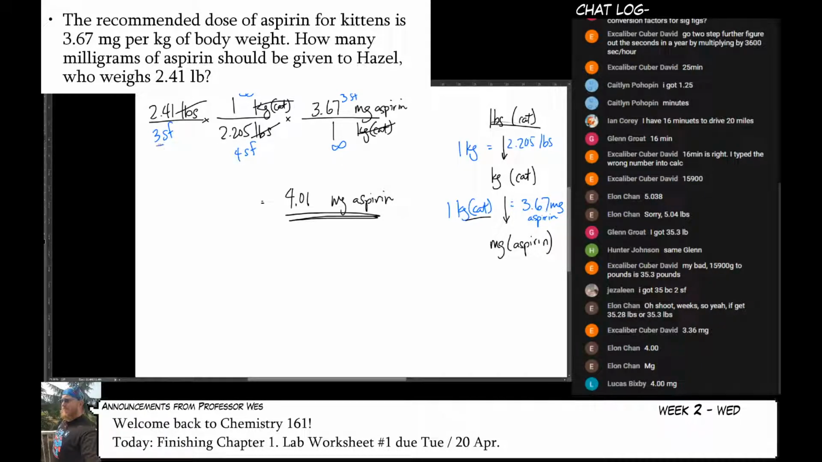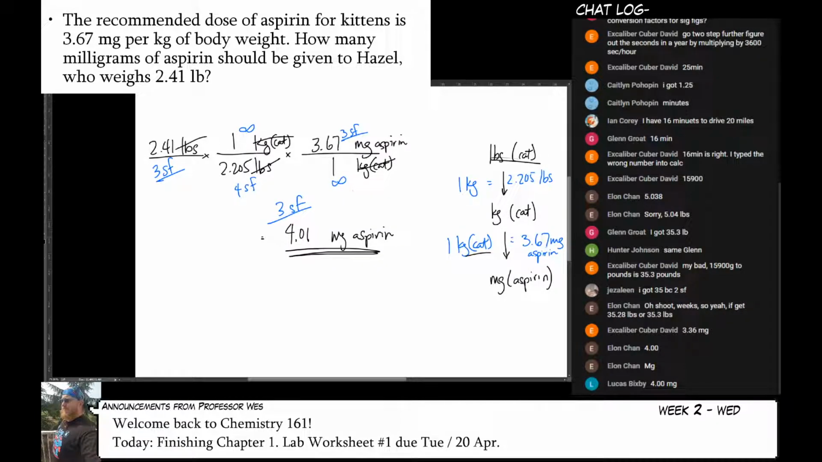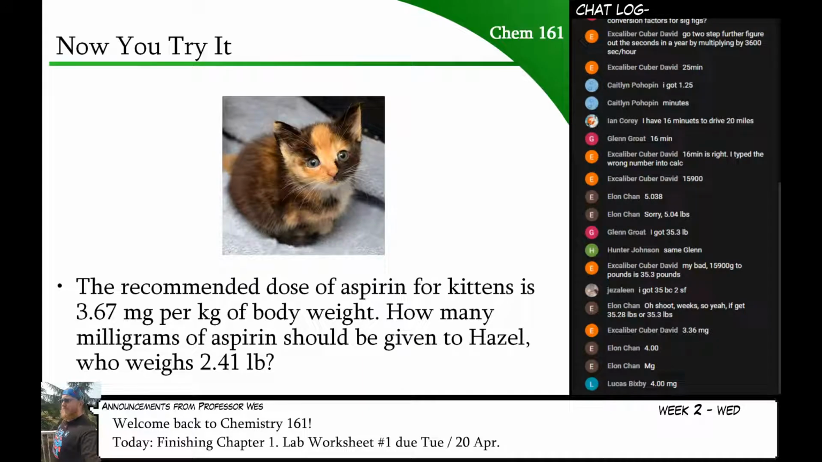That's unlikely, but anyway. 3 is the lowest, so our answer should have 3 sig figs. All right. You can't see all that. Let me just scroll that on the screen. There we go. All right, really quick, back to the lecture slides.